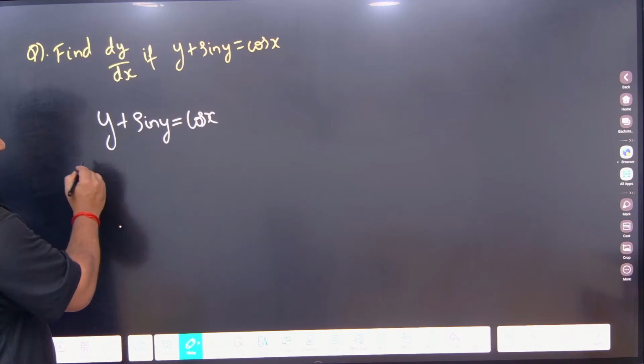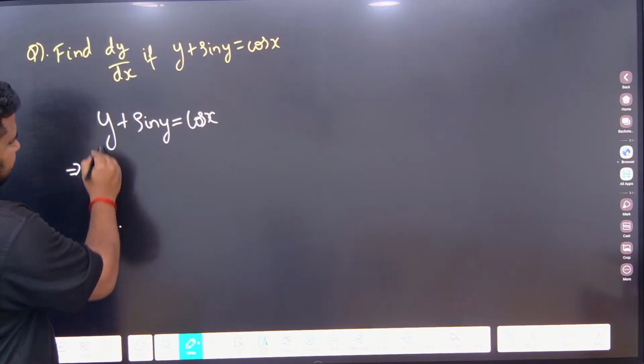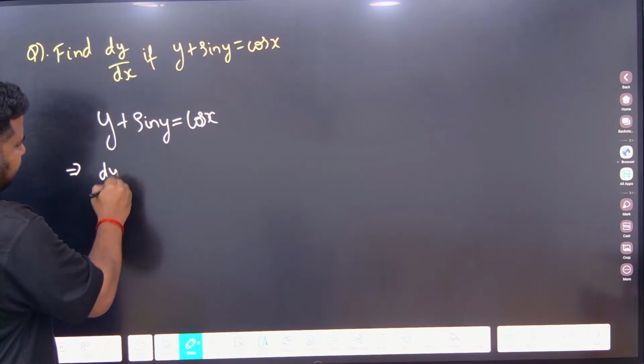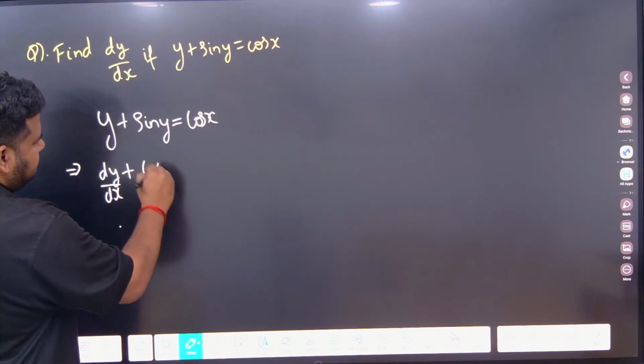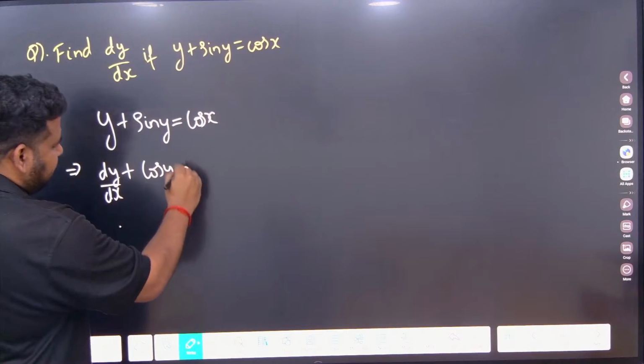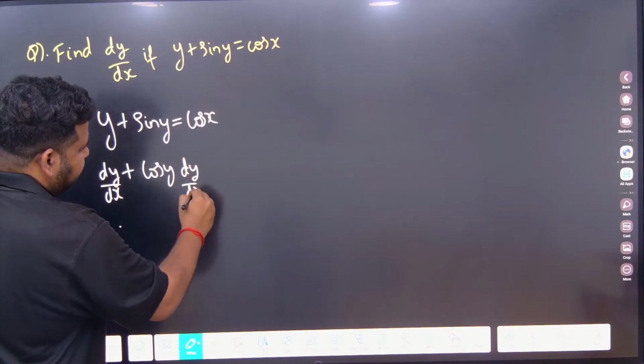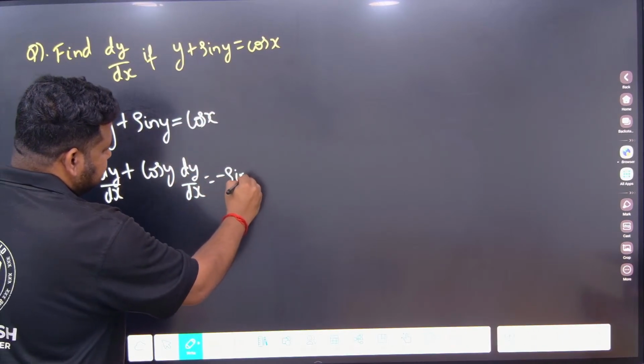Let us differentiate with respect to x. So this will become what? Y with respect to x means it will become dy by dx. Derivative of sin y is cos y times dy by dx. Derivative of cos x is minus sin x. This is what we will have.